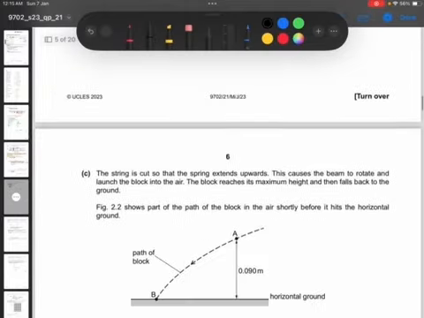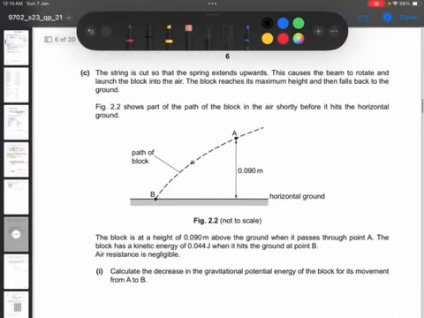And then we continue with the question. The string is cut so that the spring extends upwards. This causes the beam to rotate and launch the block into the air. The block reaches its maximum height and then falls back to the ground.